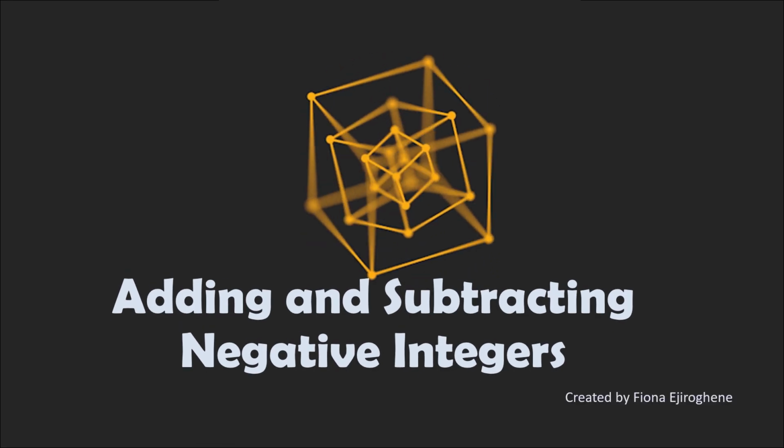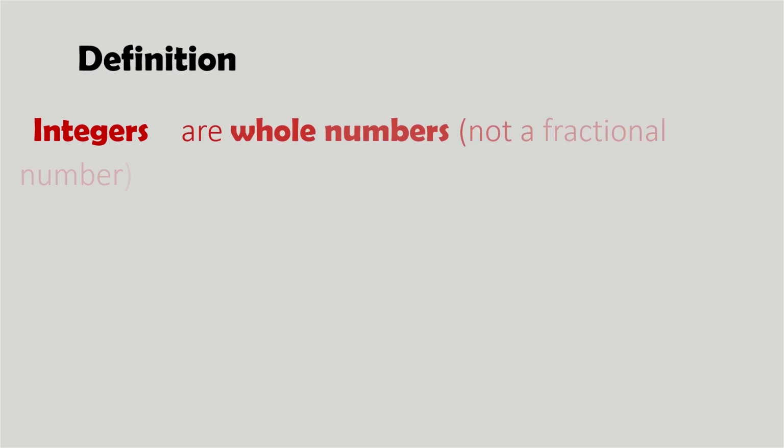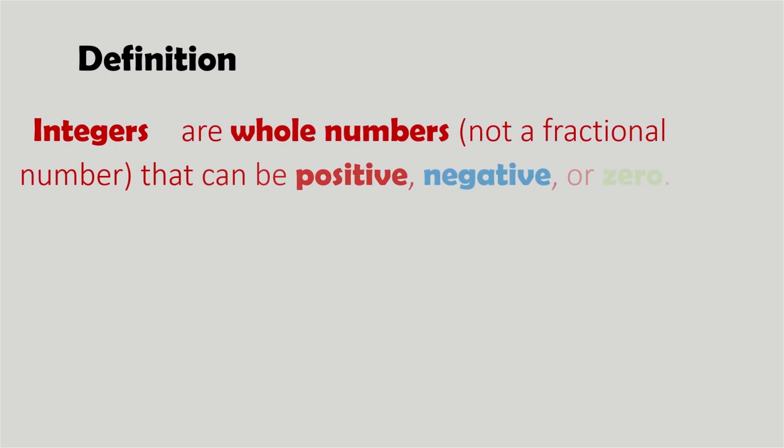Okay, so before I begin, I would like to ask, what are integers? The definition: integers are whole numbers, not fractional numbers, that can be positive, negative, or zero. Examples of positive numbers could be 8, a negative number, -5, and of course 0. So these are integers, all right?